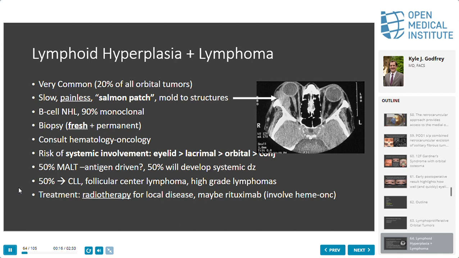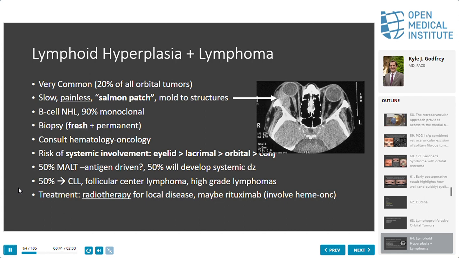In the conjunctiva, I'm sure you guys have all seen these salmon patches that have a pinkish hue. Within the orbit, though, the key differentiating feature is the behavior they have where they mold and wrap around structures. In contrast to the epithelial tumors we'll talk about in a second, these tend to just infiltrate. You can think about them like an army of little blue cells that are just invading and squeezing around and growing wherever they can.